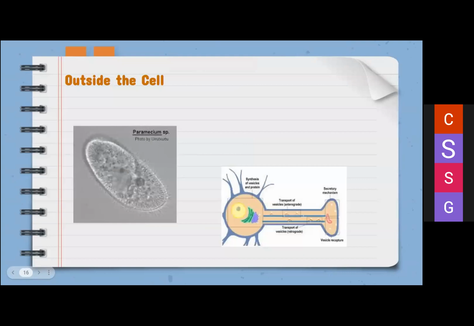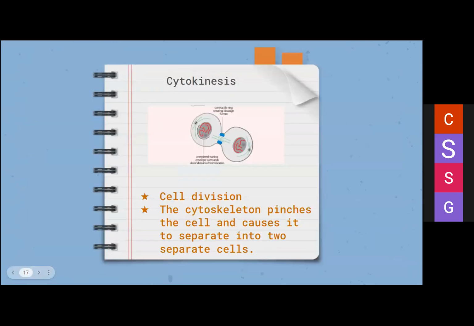Outside of the cell, the cytoskeleton is used in the form of cilia and flagella, as well as pinching apart cells during mitosis. During cell division, the cytoskeleton pinches the cell in the center and eventually severs them, creating two daughter cells. This process is called cytokinesis. As you can see in the picture, the two halves of the single cell are being pinched together and will eventually be separated into two different cells.